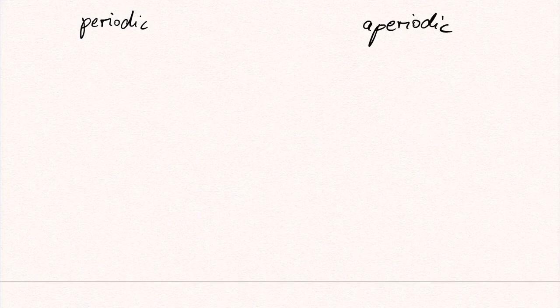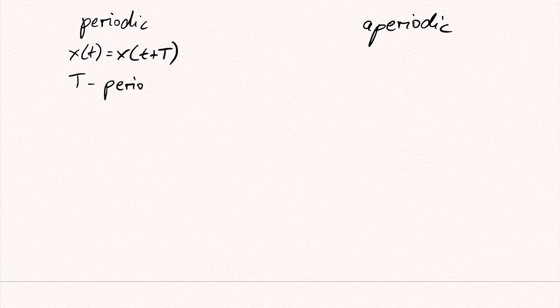We also distinguish between periodic and aperiodic signals. Periodic signals repeat after a fixed amount of time, which can be expressed for CT signals as x(t) = x(t + T), where capital T is called the period. For aperiodic signals, no such period exists. Examples of periodic signals are sinusoids, such as sine or cosine.